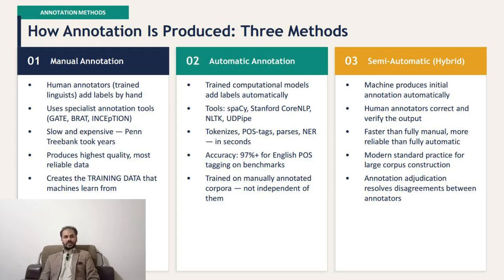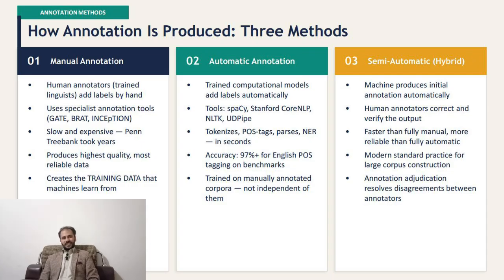Now let's discuss how annotation is produced. There are two main methods for producing annotated corpora, and both are still widely used today. The first method is manual annotation. Human annotators, typically trained linguists, read through texts and add labels by hand using special annotation tools. Manual annotation is slow and expensive. The second method is automatic annotation, using trained computational models to add labels automatically.